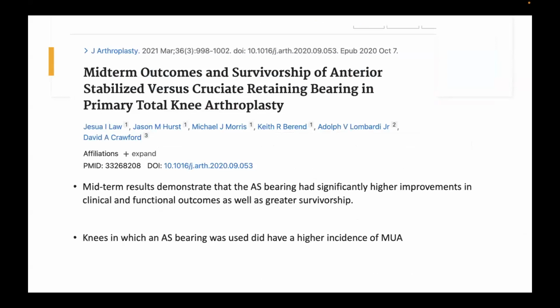And this is a publication which came in 2021, which compared the anterior stabilized knee with cruciate retaining knee. They showed similar clinical and functional outcome and greater survivorship, but anterior stabilized bearing had high incidence of manipulation under anesthesia for decreased range of movement.